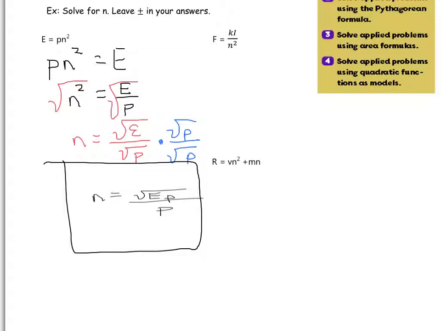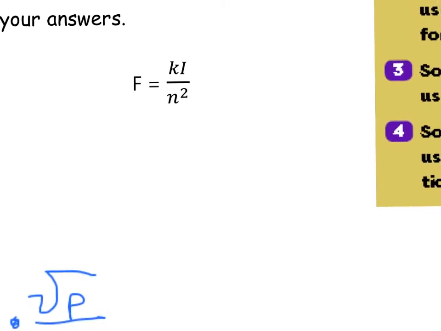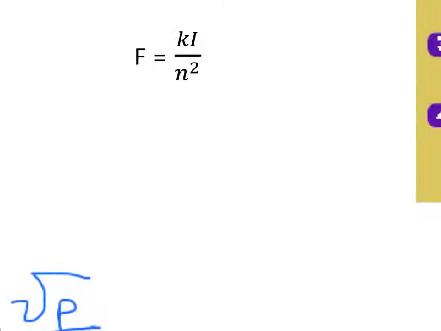Let's look at our next formula. And in this formula, we also want to isolate n. So the first thing we're going to do is multiply both sides by n squared. That will clear the n squared term from the denominator as follows. We're going to multiply the left by n squared and also the right by n squared, only we'll do that as a fraction, n squared over 1. And now you can see that the n squareds cancel. So at this point we have n squared F equals kI.